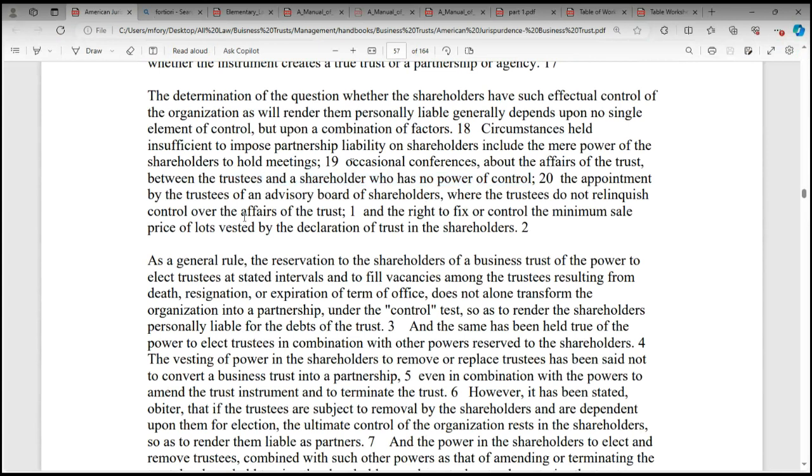The appointment by the trustees of an advisory board of shareholders where the trustees do not relinquish control over the affairs of the trust. And this right here is a protector. The appointment by the trustees of an advisory board of shareholders.